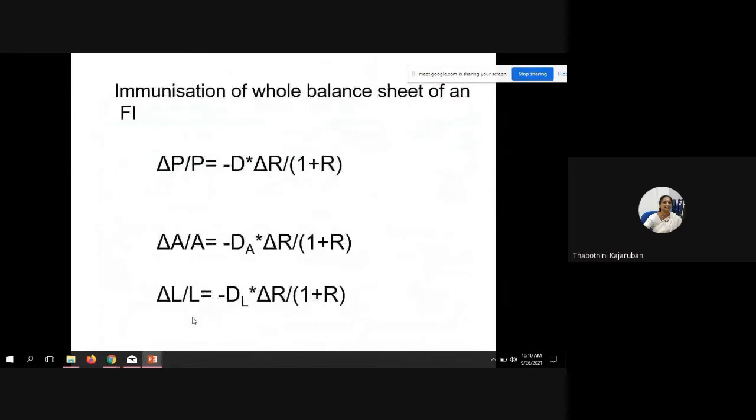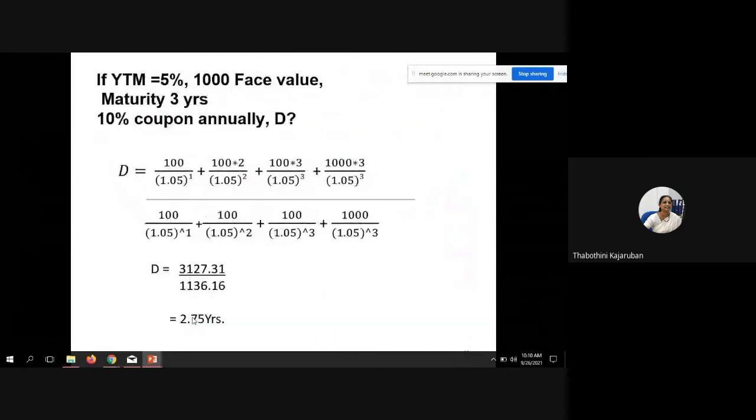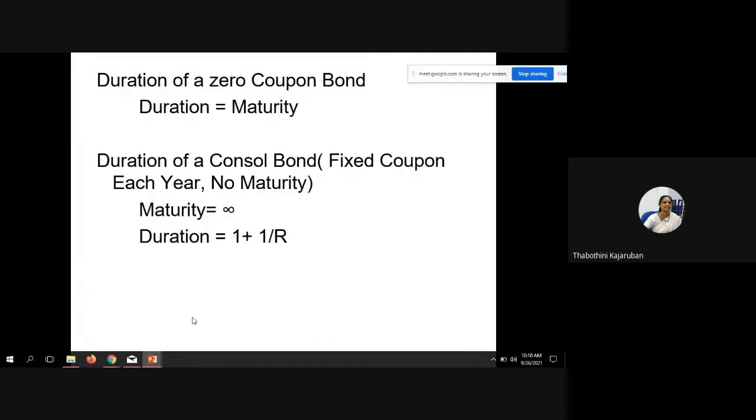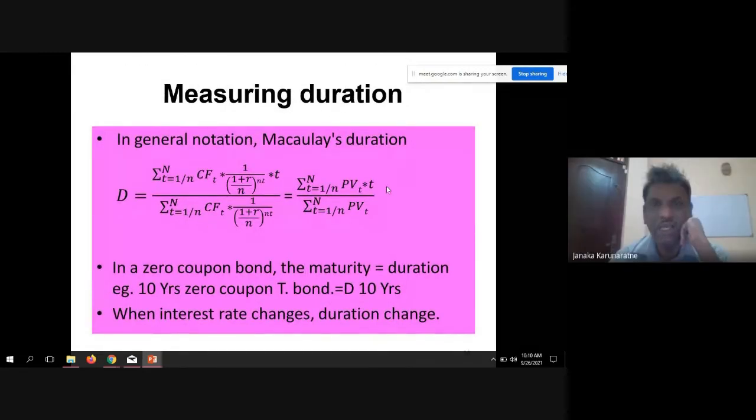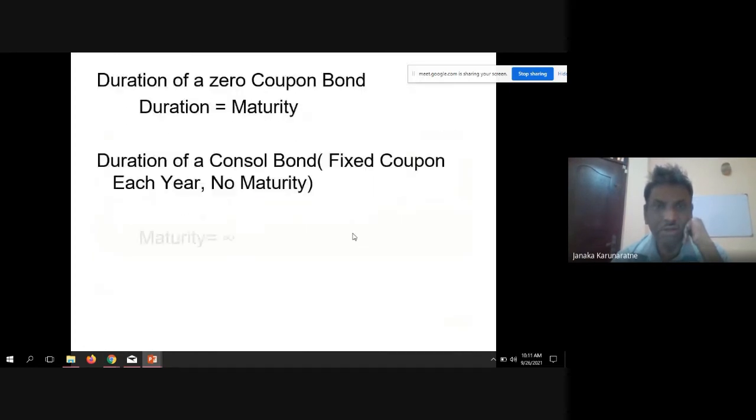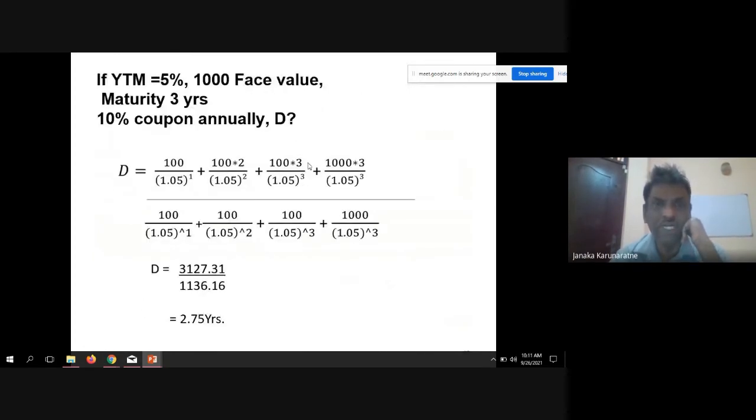This is the formula. Duration: the top part is the present value of each cash flow multiplied by its time factor, divided by the summation of present values. So, summation of present values of cash flow multiplied by each time factor, divided by the summation of present value, which is the price. So this is the duration. Remember? Okay. We worked out one example.